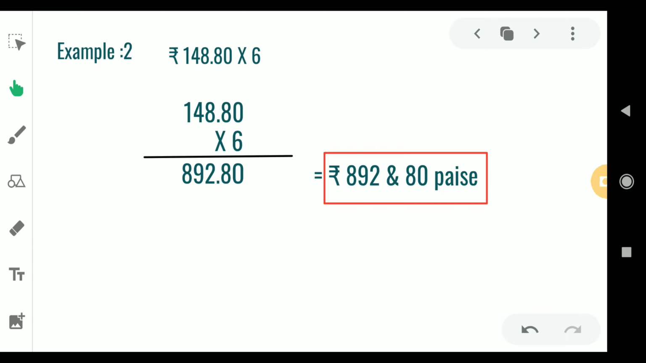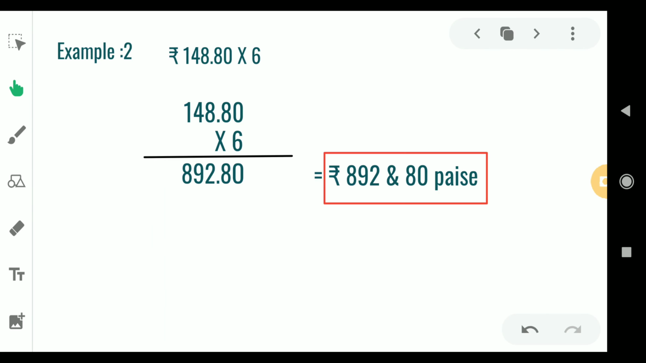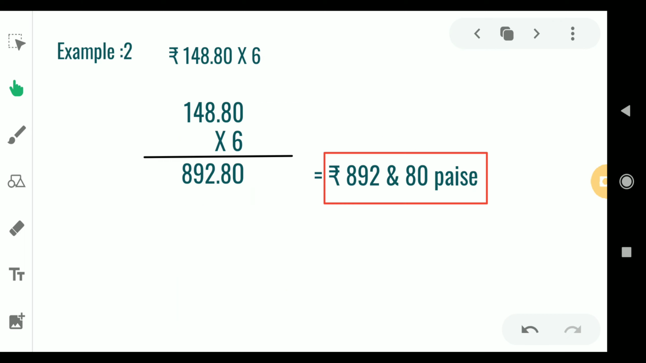Let us look at one more example. Now it is rupees 148 80 paise and which is to be multiplied by 6. So I am using the second method here. I am using this method right now because the first is time consuming. So that's why I am using this second method.